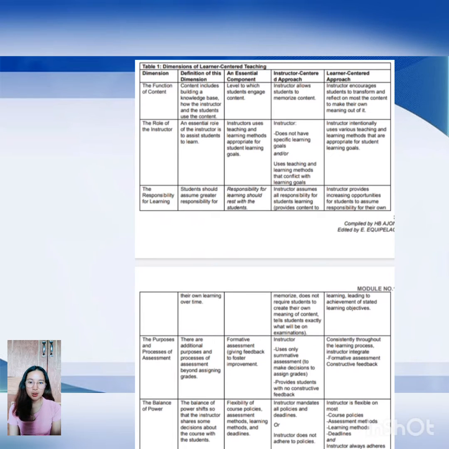The first dimension is the function of content. Definition of this dimension: content includes building a knowledge base, and how the instructor and the student use the content. An essential component: the level to which students engage content. Instructor-centered approach: the instructor allows students to memorize the content. Learner-centered approach: the instructor encourages students to transform and reflect on most of the content to make their own meaning out of it.